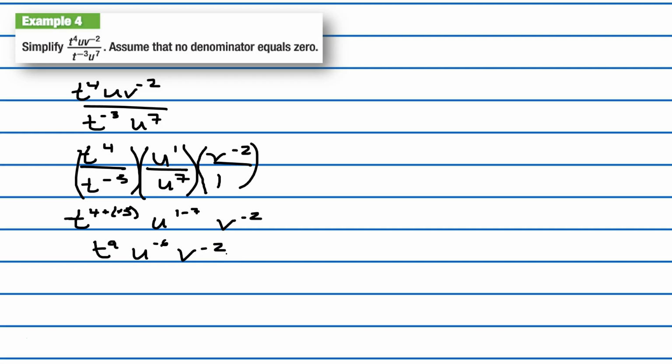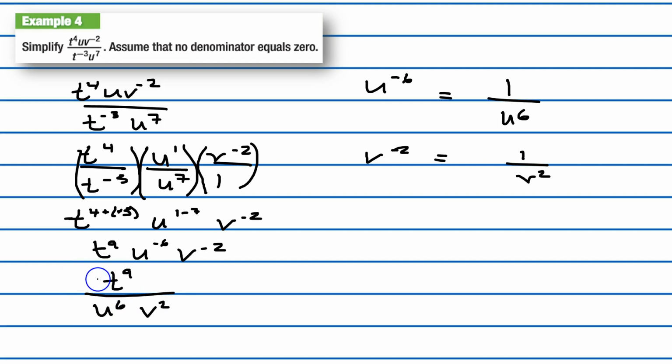I cannot leave my answer with a negative exponent. So t to the 9th is good, but with the denominator, so I'm going to put this to the side. U to the negative 6, the way we can change it is 1 divided by u to the positive 6th power. Same with v to the negative 2 power. It's 1 divided by v to the positive 2nd power. So u to the 6th and v to the 2nd power. Notice this just has a 1 in front of it. And there we go.